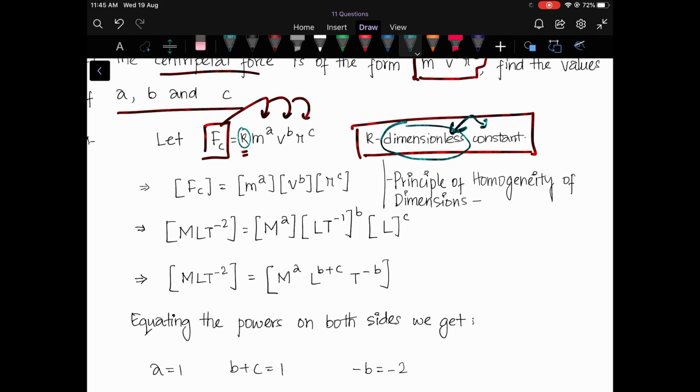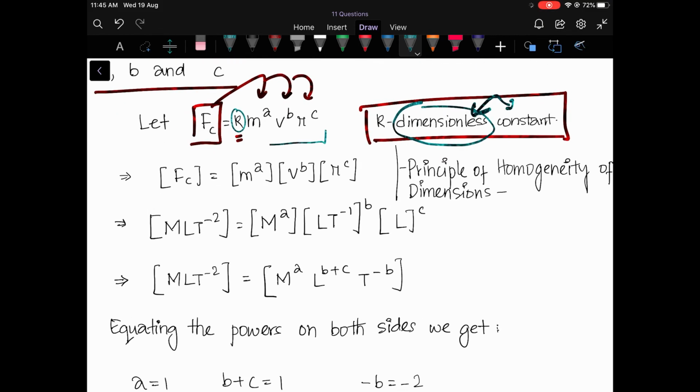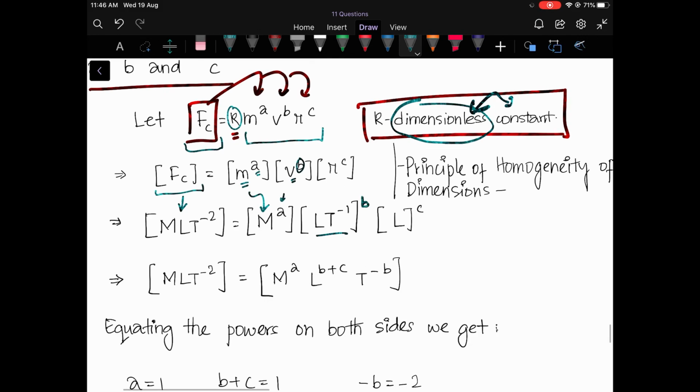Then the dimension of this whole thing must be equal to the dimension of this. So check what we have done here. I've written the dimension of centripetal force, which is simply force, that is MLT to the power minus 2. Then this is mass, so the dimension of mass is M, to the power a. This is velocity. Velocity is LT to the power minus 1, to the power b, so everything should have power b. And finally r is radius, so that is length, so we have written L to the power c.